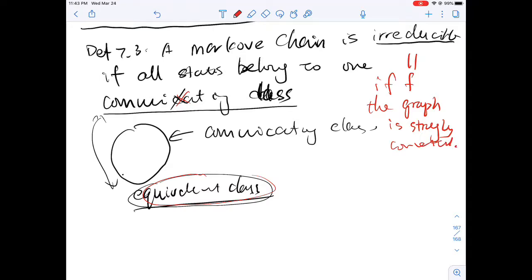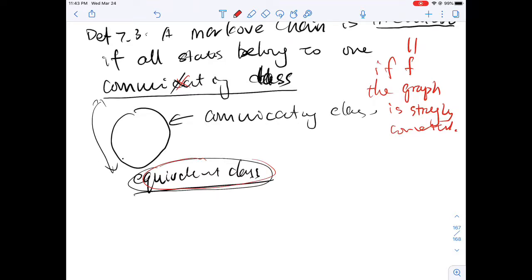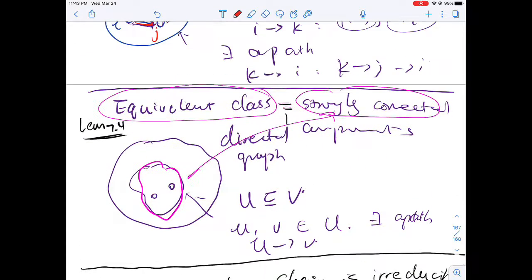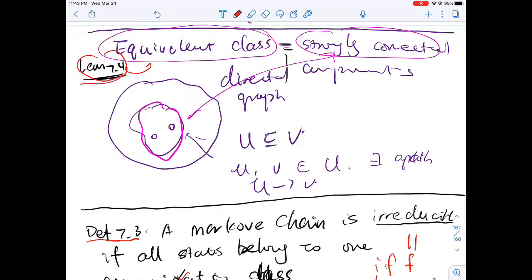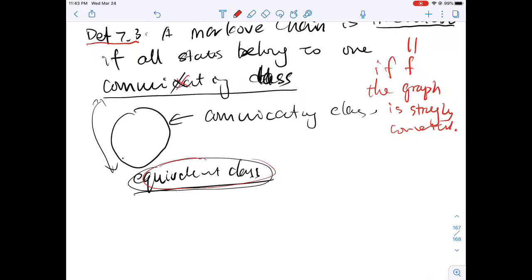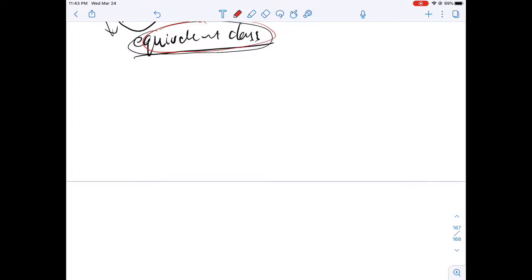So that's Definition 7.3, and then we also have Lemma 7.4: the equivalence class and strongly connected component. They are really talking about the same thing. And the next thing we need to talk about is recurrence.